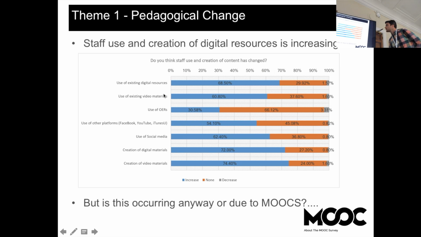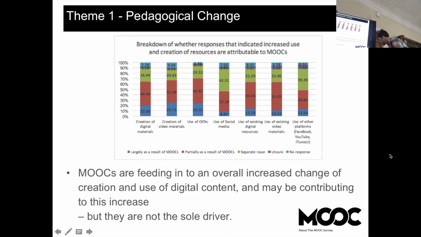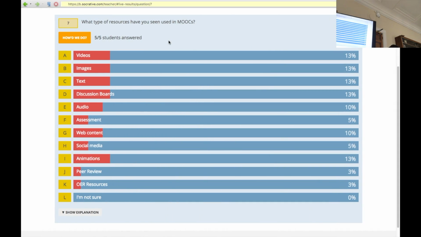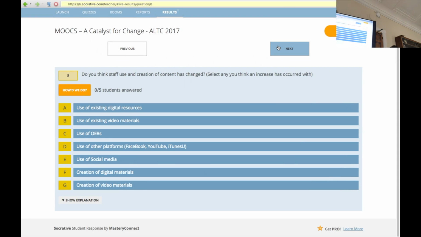So again, hang on, that's the wrong way. Oh no, where's it gone? Sneaky preview. Forgot you saw that. So yeah, basically select if you think that use has increased with any of these.